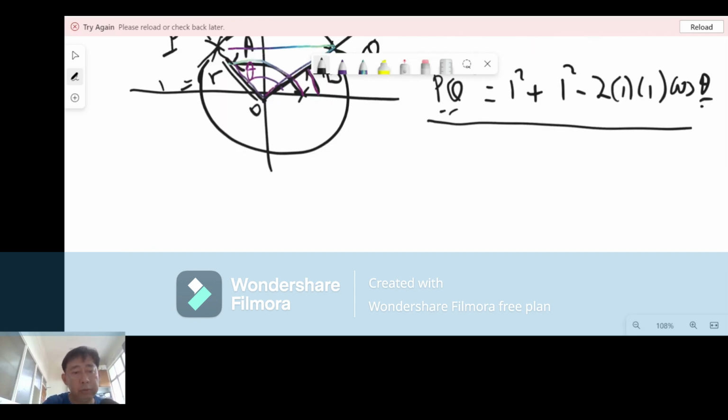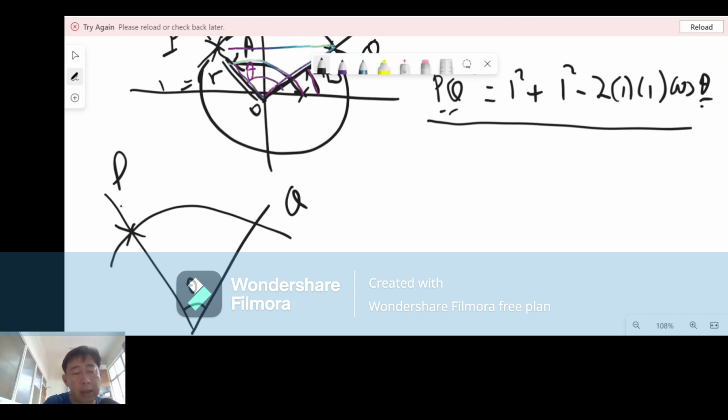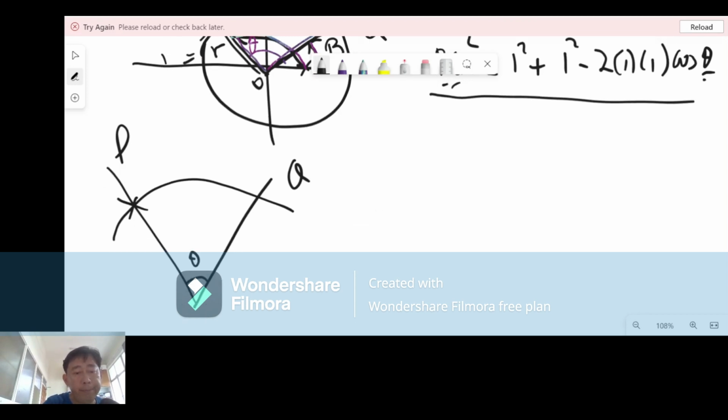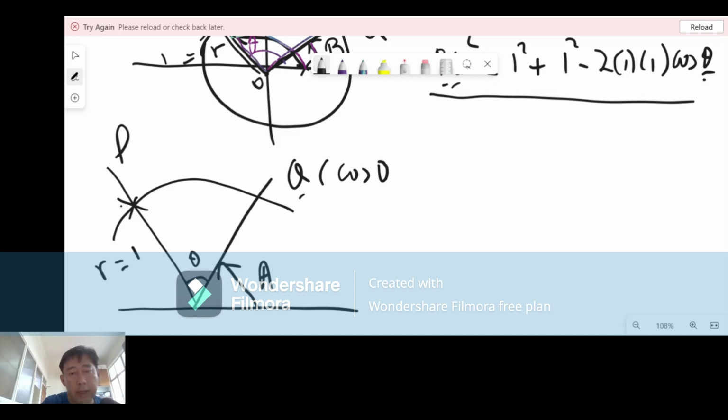So maybe I should draw the angle again on the circle. Okay, so this is a circle and this is a point P and this is a point Q. This is the angle theta. Here you see that this is the angle A, and it also has a radius r equal to 1. Therefore, the x coordinate for Q is simply equal to cos A.